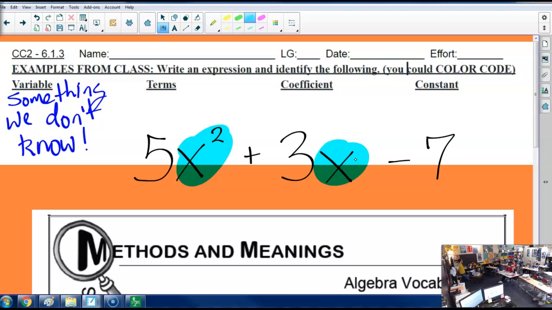It's the x squared or the x, right? It's the letters. So if you're highlighting, and I wrote this in blue, a variable is something we don't know. We represent it by letters, right? So for us, variables are going to show up as letters or symbols, but we really mainly use letters.